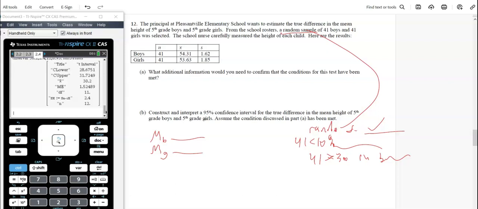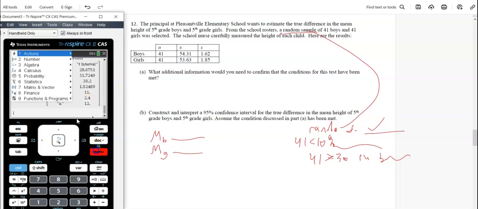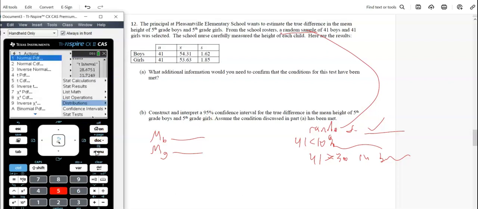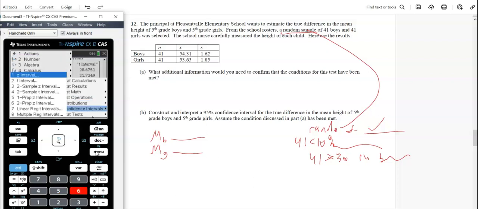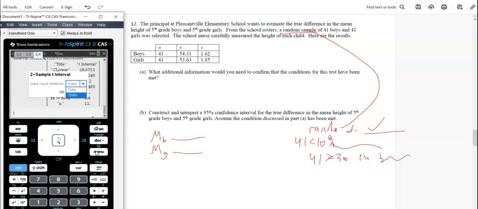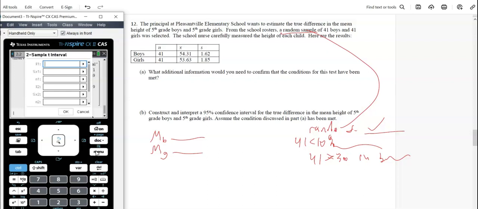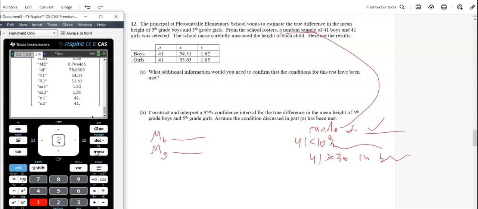So then you might consider doing this in your calculator. So menu 6, 5 is interval. Oops, 6 is interval. And so this is going to be a 2 sample t interval. We're not going to use data, we're going to use stats here. So X bar is 54.31, 1.62, 41, 53.63, 1.85, and 41. 95% sounds about right, and no pooling. Okay, so we have all the data there.